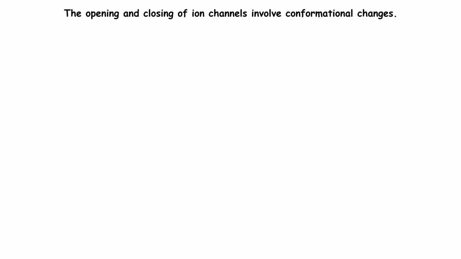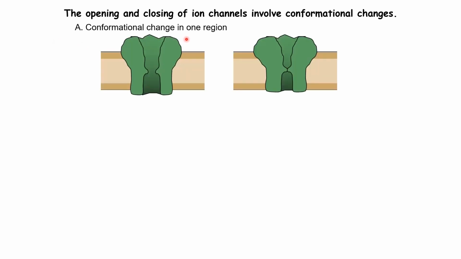So how does this gating take place? How do the ion channels open and close? There are many different gated ion channels and they may have different mechanisms, but broadly these mechanisms can be grouped into three classes. In the first class, there is typically a change in some local region within the protein.